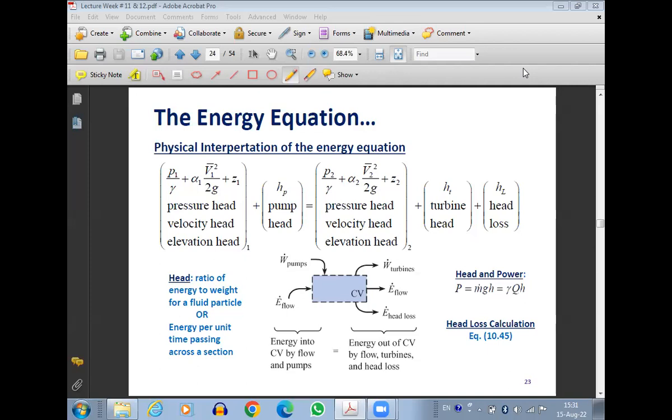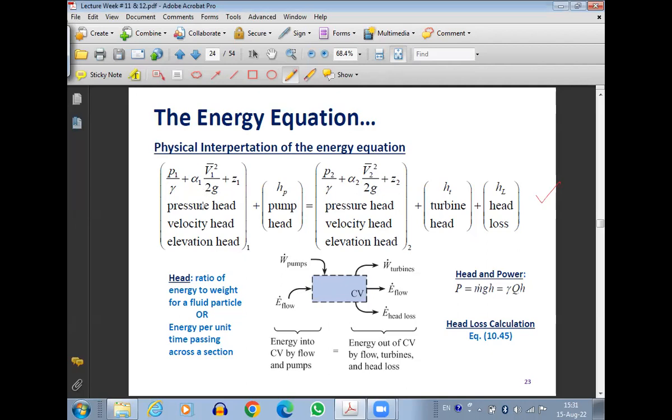Okay, students, Assalamu alaikum. In the last lecture, we started studying the application of the energy principle within fluid mechanics, and we developed the basic energy equation, which was derived using the Reynolds transport theorem. The basic energy equation is the one in front of your screen.